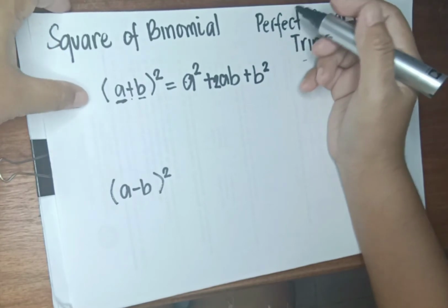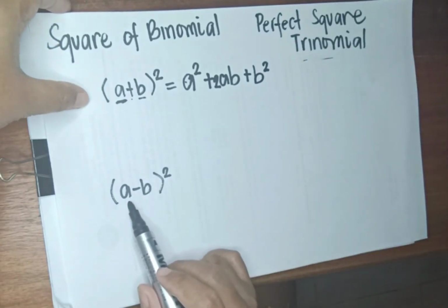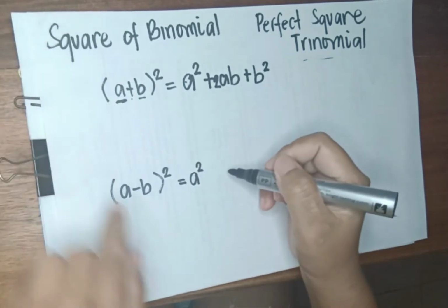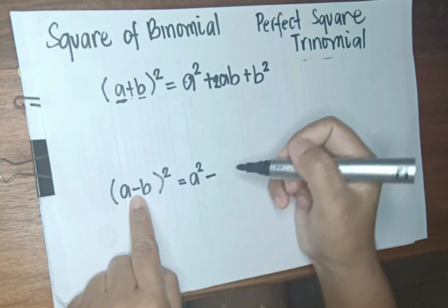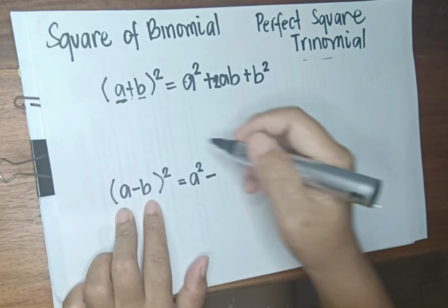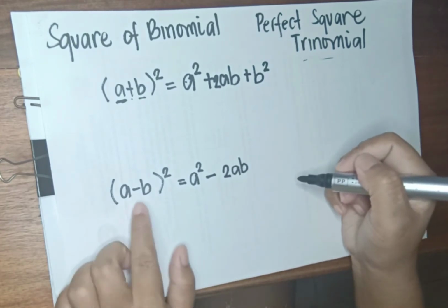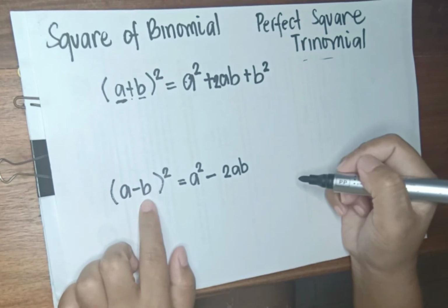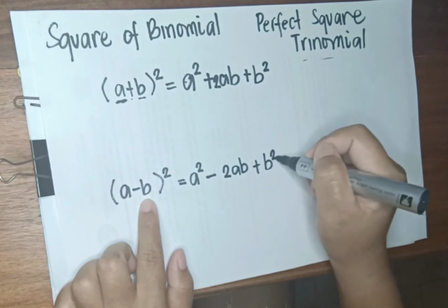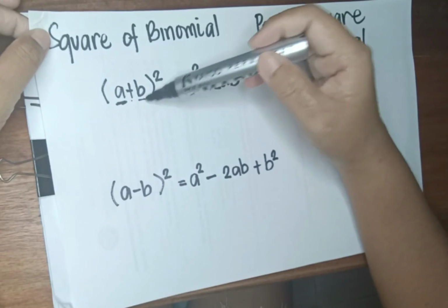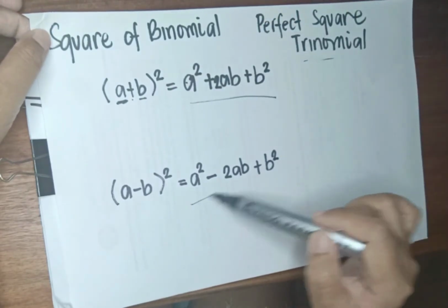Okay, nakuha ninyo? Alright. So, if you are given binomial a minus b squared naman, so same process, you square the first term. And since this is minus, magiging minus naman tayo sa middle term. And then, multiply your first and second term, which is ab, and times 2. And then, you square your last term doon sa binomial mo, negative b squared. So, negative b times negative b, that will give you an answer of positive b squared. So, ganito yung magiging itsura ng square of binomial mo kapag naging perfect square trinomial na siya.